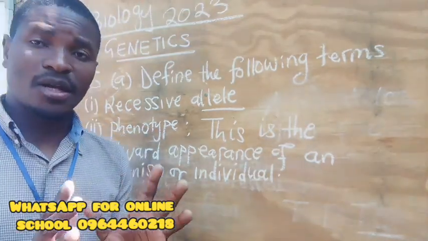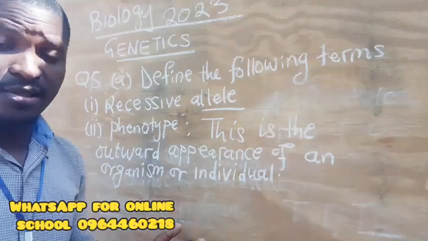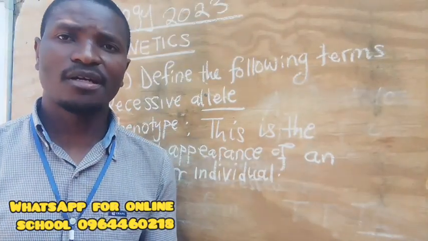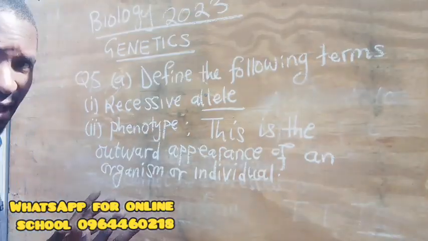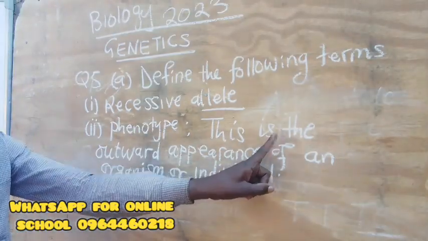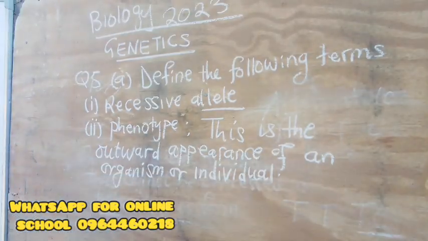So a phenotype is just the outward appearance of an organism. That is just the definition of that. The outward appearance of an organism.